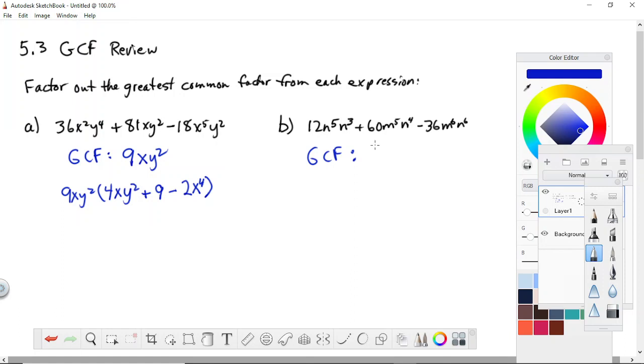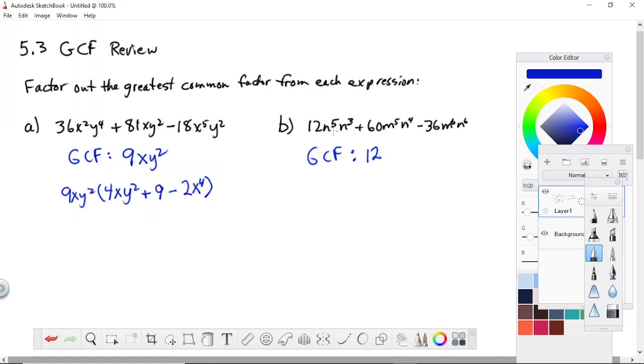If we try one that's smaller first, we might miss that 12 is actually the greatest common factor. Okay, so we have to try it. Might not work in all of them, but we have to try it. And 12 actually does divide into all three. So as far as the number part, we have 12.